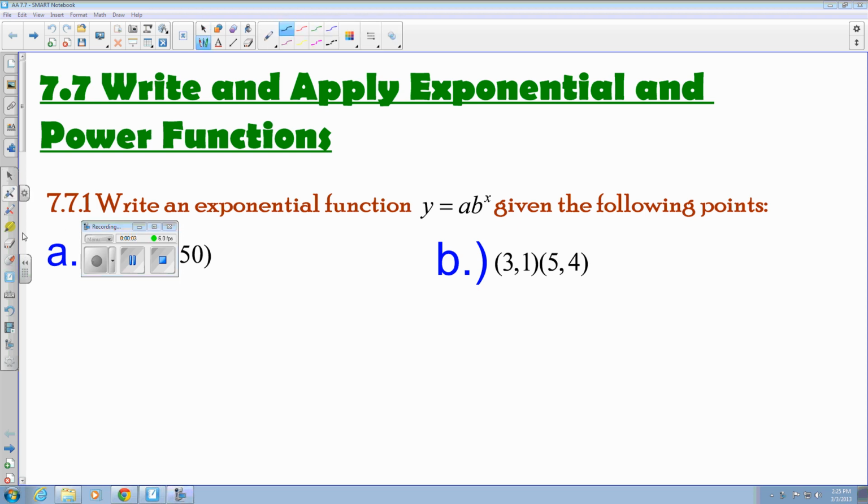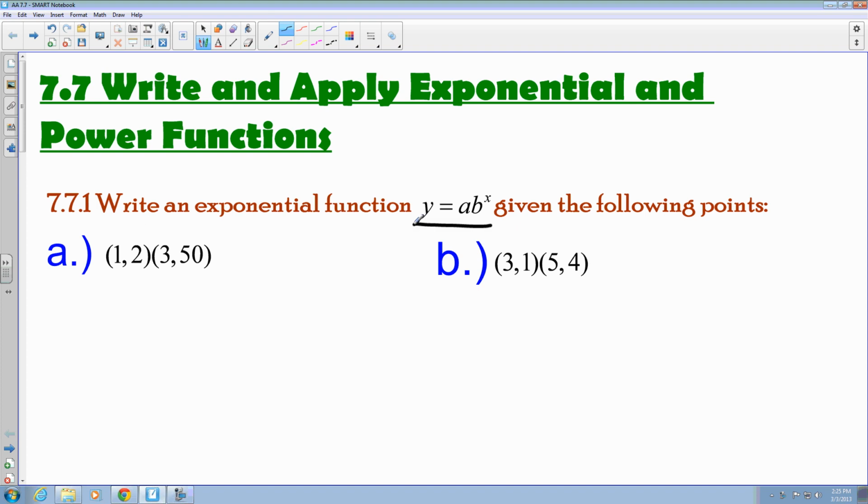Alright, so we've got the last section in chapter 7 where we're going to write and apply exponential and power functions. These first examples want us to write an exponential function in the general form y equals a b to the x power, given the following points. So for example A, we know that our exponential function using this equation lands at the 2 points 1 comma 2 and 3 comma 50.